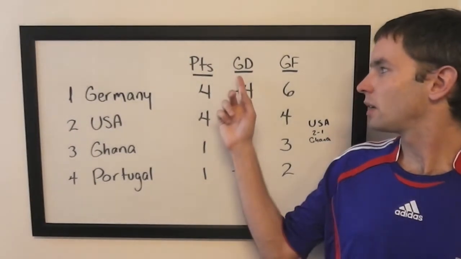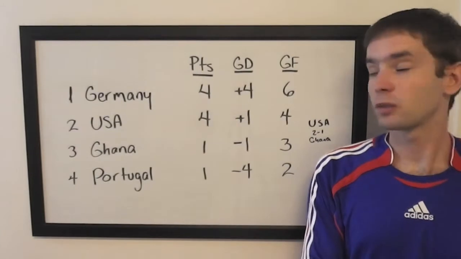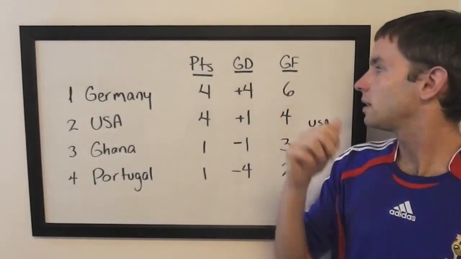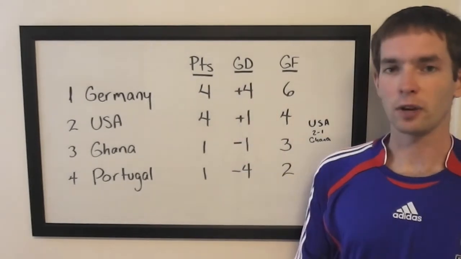I also have up here the goal differential, which is the number of goals you scored minus the number of goals your opponents have scored against you, and the goals for, which is the number of goals you scored. These are the first and second tiebreakers.